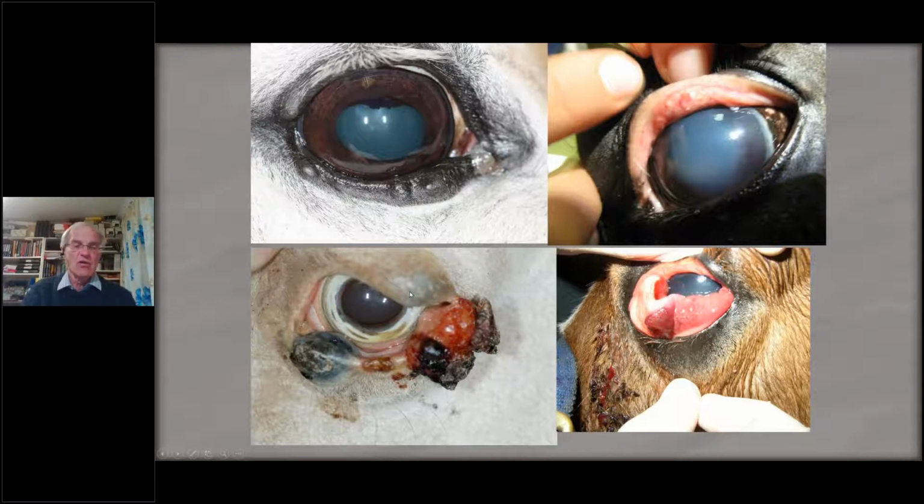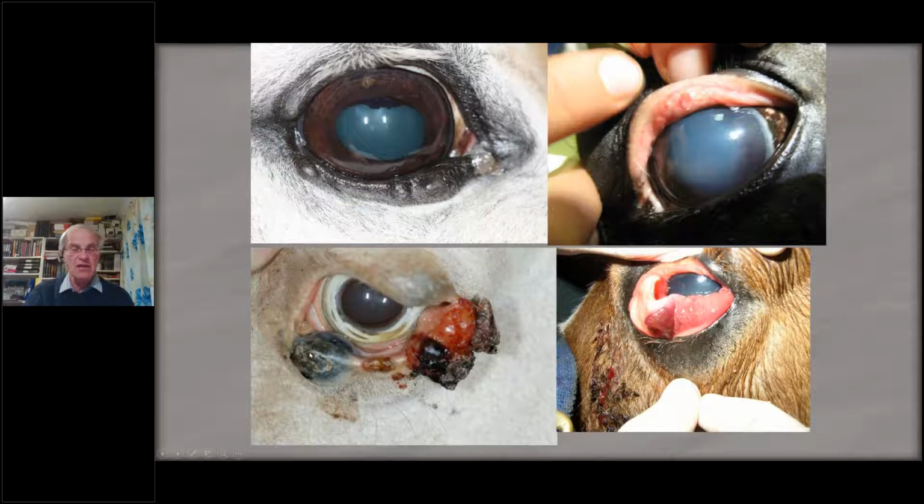Here you see a horse that's got the full Monty. You see a melanoma changing the shape of the upper and lower eyelids and altering the function of the nasolacrimal duct. Here you see a sarcoid in the corner of the eye, and here you see a carcinoma of the lower lid, all altering shapes and sizes and colors.